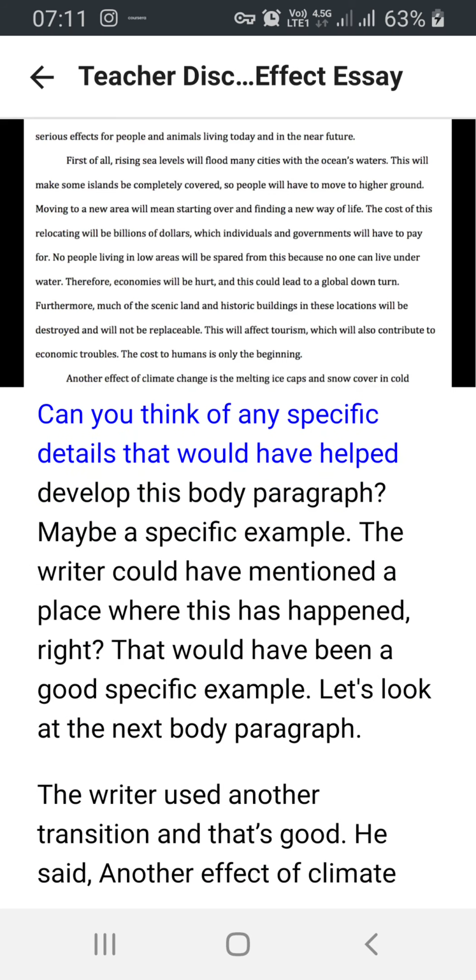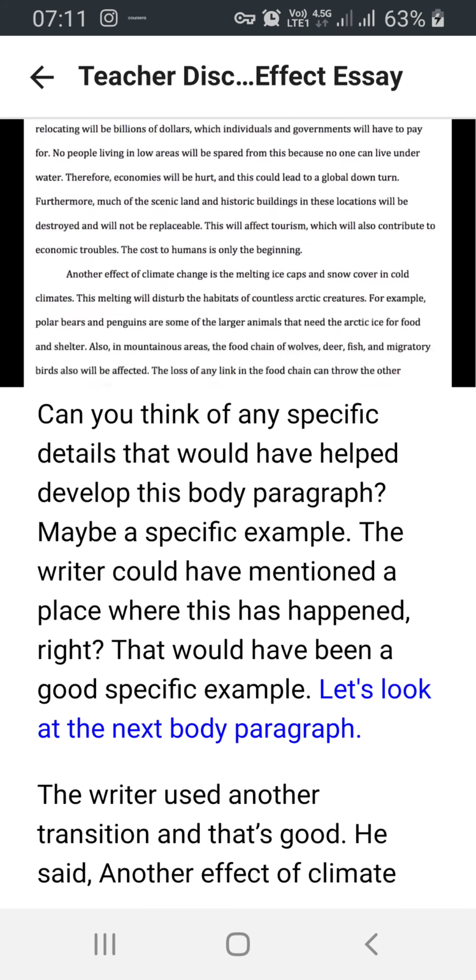Can you think of any specific details that would have helped develop this body paragraph? Maybe a specific example? The writer could have mentioned a place where this has happened, right? That would have been a good specific example. Let's look at the next body paragraph.